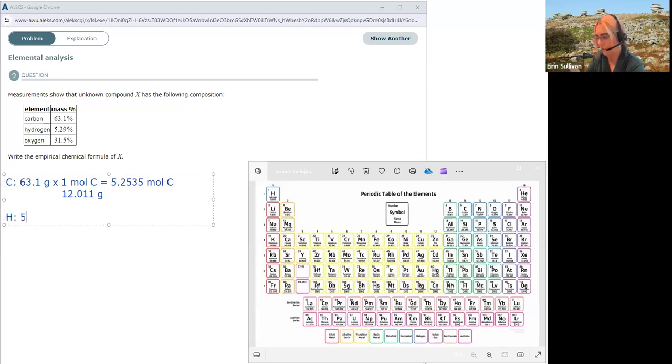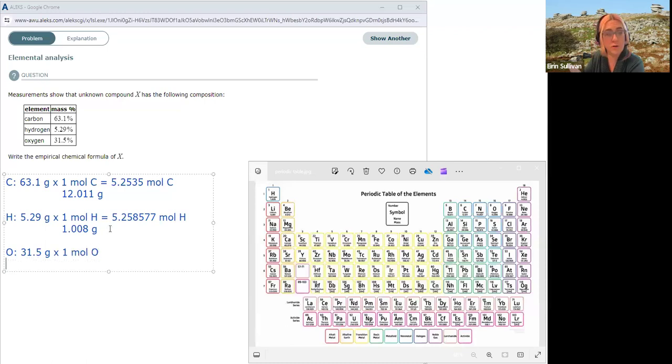All right, so let's do the same for our hydrogen and oxygen. So hydrogen, we have 5.29 grams. And the molar mass of hydrogen, 1 mole of hydrogen weighs exactly 1.008 grams. So 5.29 divided by 1.008 gives me 5.2528577 moles of hydrogen. So you can see, in terms of rounding, please don't give me an empirical formula that's like carbon 19 to hydrogen 20 or something like that. It's going to be 1-to-1, okay? It's close enough.